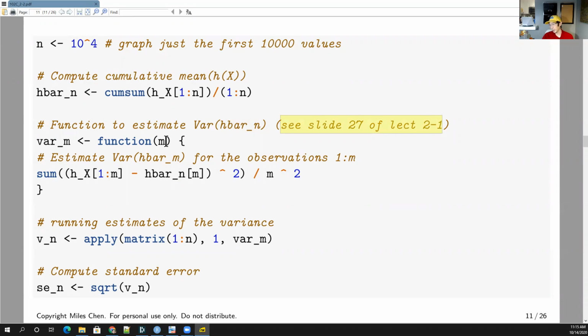And I used the letter M here, but maybe I should have used the letter J because that's what appears in these slides. What we're going to do is calculate basically the running variance. So it's going to be the variance for the first M terms.